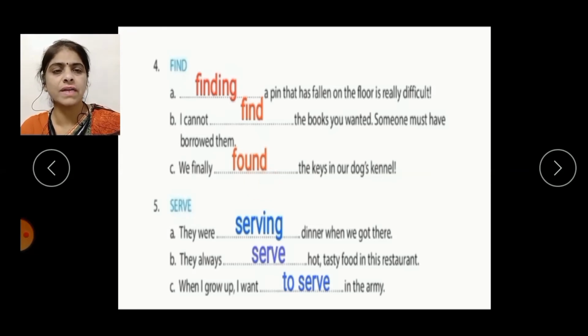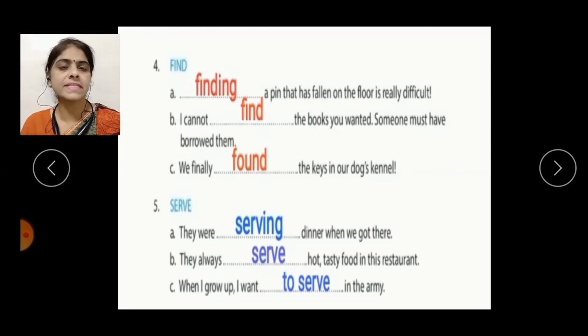Now let's have the last one, that is serve. The first sentence is, they were serving dinner when we got there. So here serving is non-finite verb. Next, they always serve hot, tasty food in this restaurant. In this sentence, serve is finite verb as it is used according to tense. After that, when I grow up, I want to serve in the army. In this sentence, to serve is a non-finite verb. So here the exercise is completed.